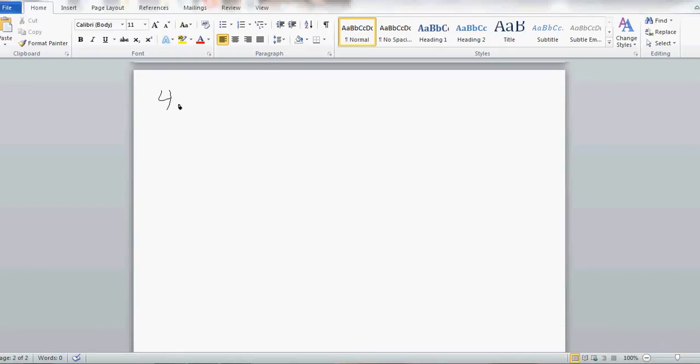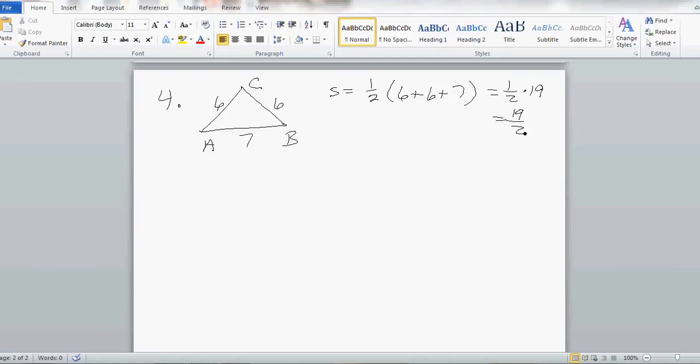Final example is example number 4. Just going to draw me a quick triangle. A, B, and C. I'm told little a is 6, little b is 6, and little c is 7. I have side, side, side. So the first thing I have to do is find the semi-perimeter. That's 1/2 of 6 plus 6 plus 7. Or 1/2 of 19. And guess what? We have the same semi-perimeter as last time, 19 halves.